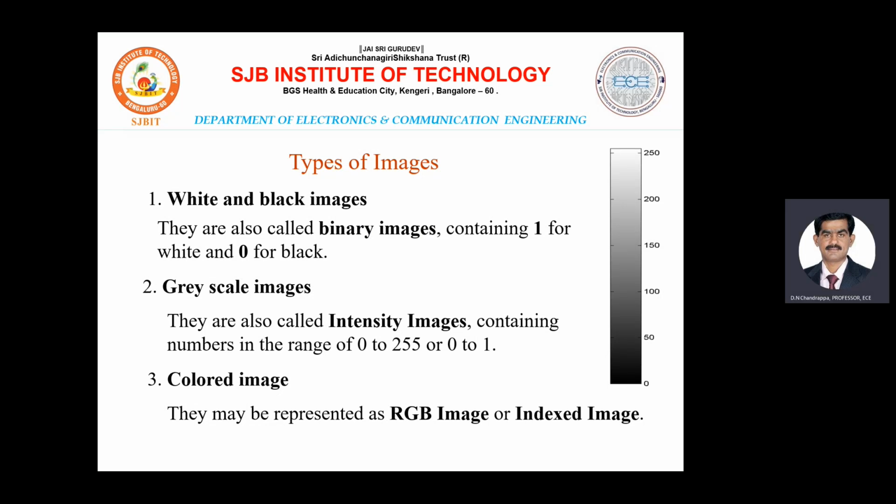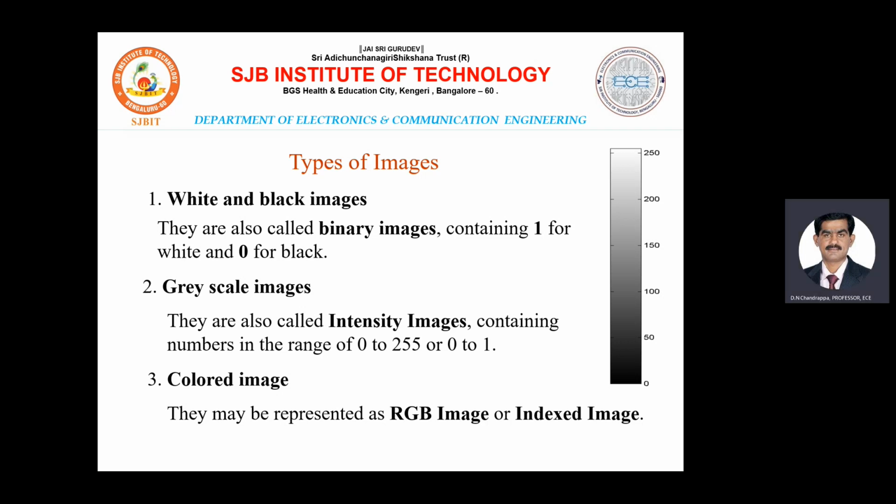Dear students, today I will explain the types of image processing. Mainly, images are classified into three types. One is the black and white image, which is nothing but the binary image. The values represented are one, called white, and zero, called black.